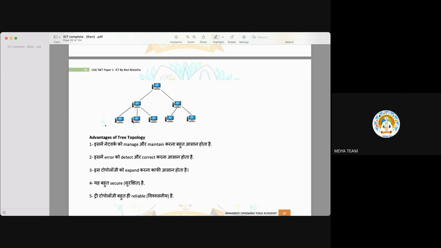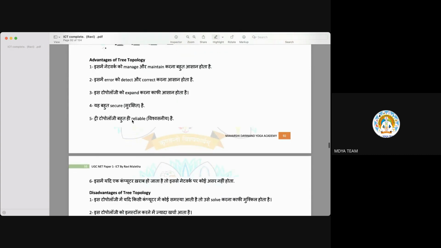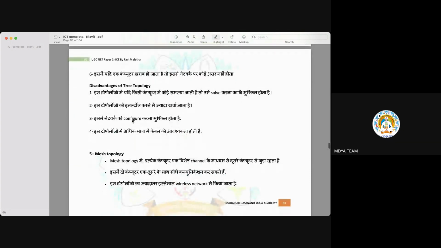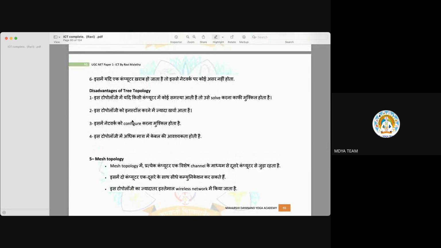So maintenance and management is easier, error detection and correction is easier here, and expansion is also easier in case of tree topology, and it is a secured and reliable topology. Now, if there is any fault in one computer, it does not affect the whole topology. So that is the main advantage. And the disadvantage is that if there is any problem in a computer, it's difficult to solve it.